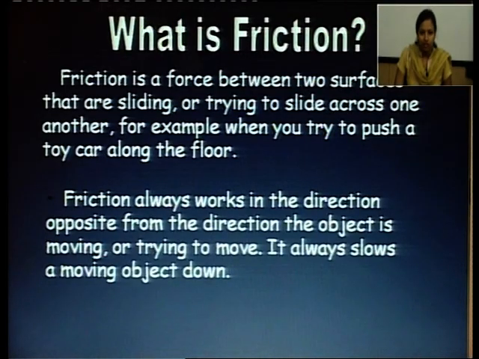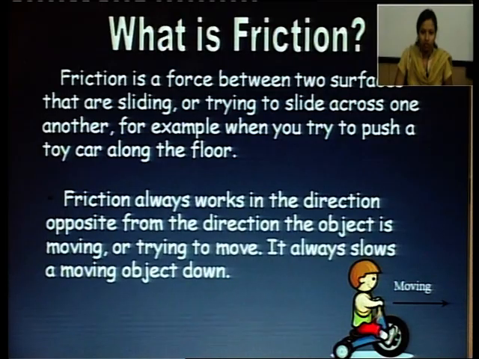It always slows down a moving object because it is a dissipative force, so it degrades the energy of a body. Like if a person is moving in the right direction, the force of friction is opposite to the motion of the body. So the force of friction is in the left direction, opposite to the motion of the body.